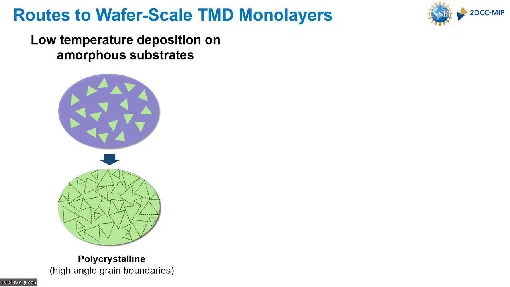But as we know, if the surface is amorphous, then we're going to have domains that are randomly oriented. And whenever these domains grow and coalesce and form a film, it's going to be polycrystalline. Even if it's a single layer, it's going to be polycrystalline. It's going to have high angle grain boundaries. And those high angle grain boundaries will scatter electrons, will scatter carriers. And generally, we want to avoid that.